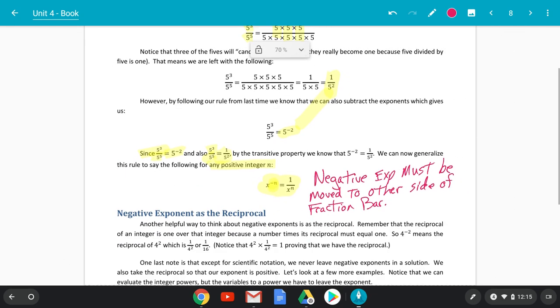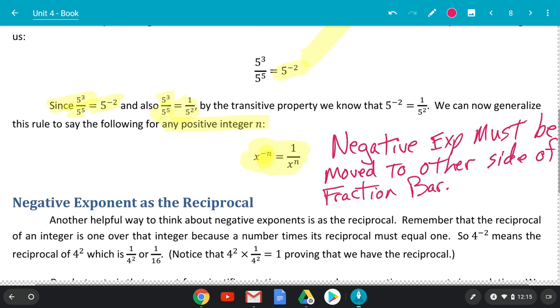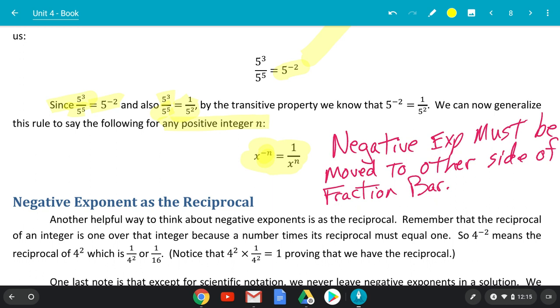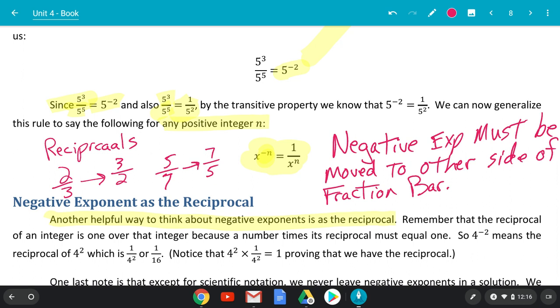Okay. Lastly, the negative exponent as a reciprocal. Another helpful way to think about negative exponents is as a reciprocal. What does reciprocal mean? It's where you flip a fraction. For example, reciprocals are two-thirds and 3/2, or 5/7 and 7/5. Those are reciprocals, just as a reminder.